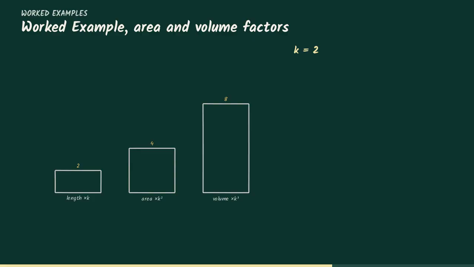Raise k to the powers the question asked. Surface area factor is 2 squared, 4. Volume factor is 2 cubed, 8. Paint times 4, material times 8. Surface area increases by a factor of 4. Volume by a factor of 8.